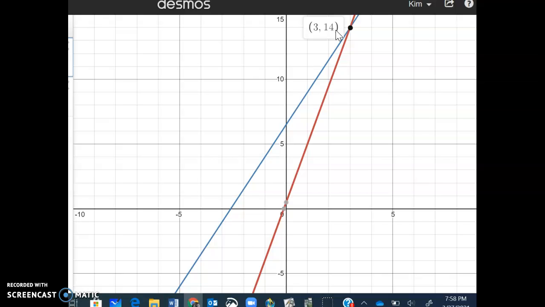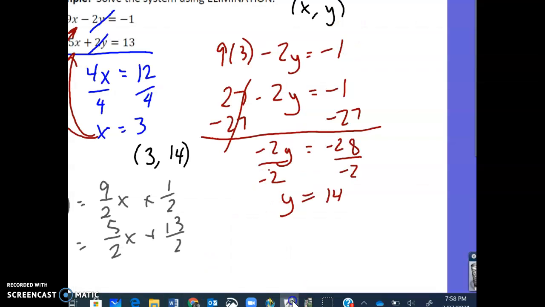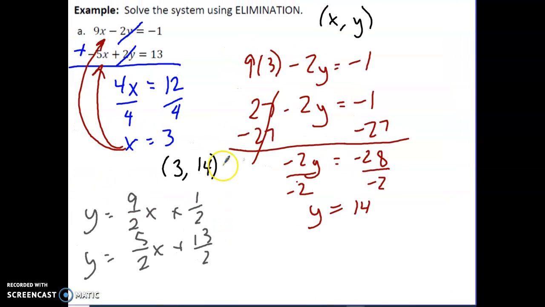So again, just like before, you can choose to check these in your calculator. Graphing is a great method for using, but please remember when you take your test, you're going to have to show me work on how you can solve this using elimination. So make sure you're able to do that. Okay, let's go back into the notes.